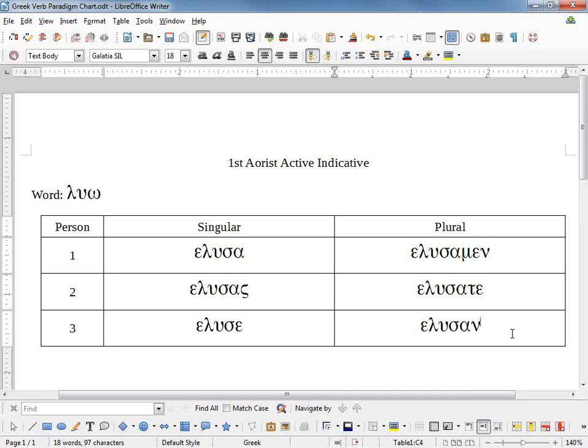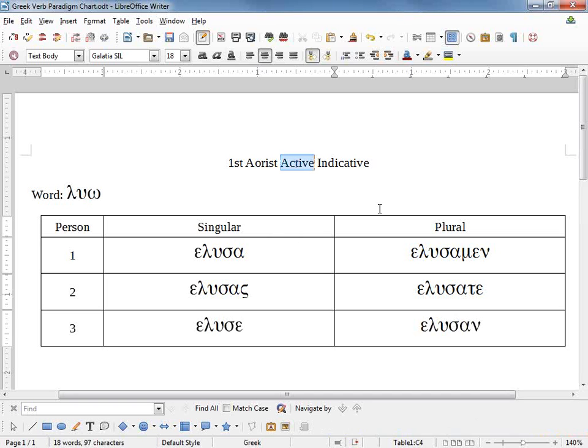Okay? Now keep in mind, notice that sigma there. That sigma is a counterpart to the aorist. So whenever you have those consonant stops, like the labials, the dentals, and velars, there's going to be a change there. Okay, so just keep that in mind.